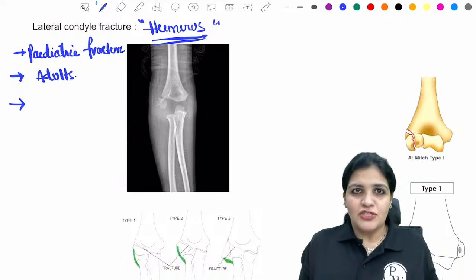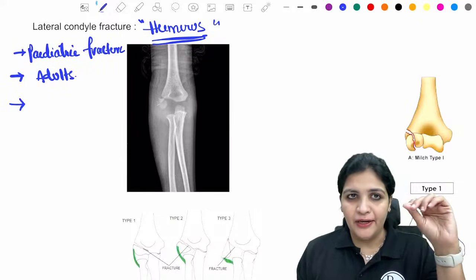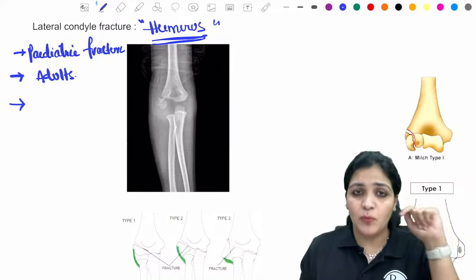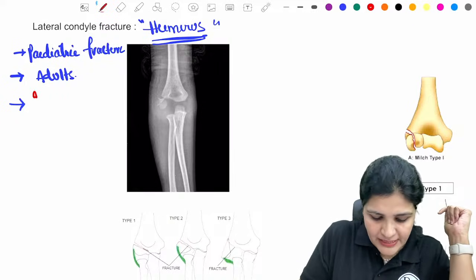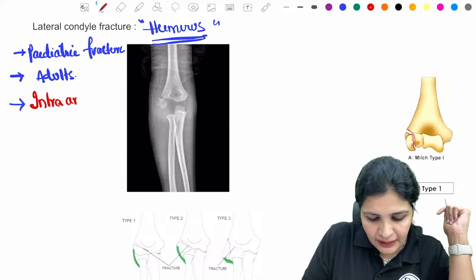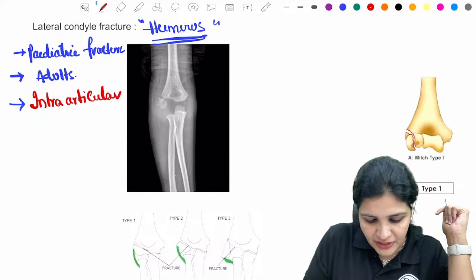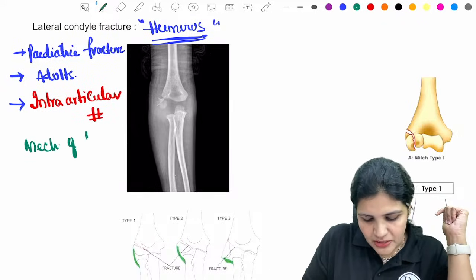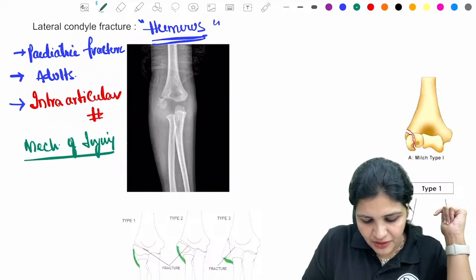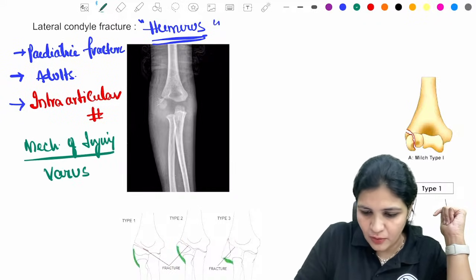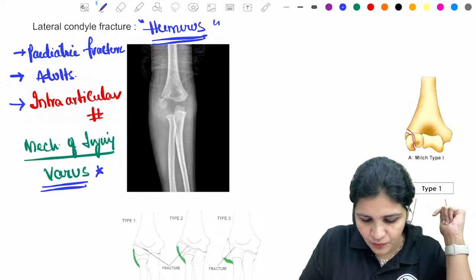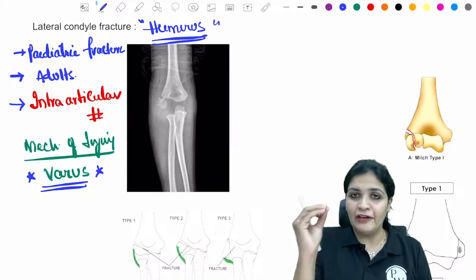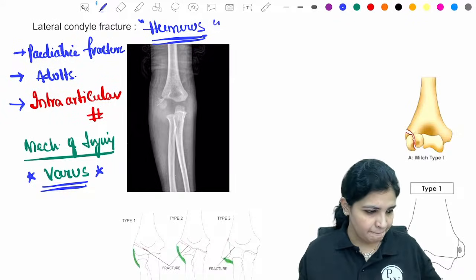Okay, Mahesh. So this condylar fracture of humerus is very common in pediatrics, as I've mentioned, and is also seen in adults. But the most important thing you have to remember is that this is an intra-articular fracture. And you have to remember the mechanism of the injury. The mechanism of the injury in this particular fracture is varus. So this point you have to write and remember. There is a varus force which acts on the elbow, and this varus force will result in this lateral condylar fracture.